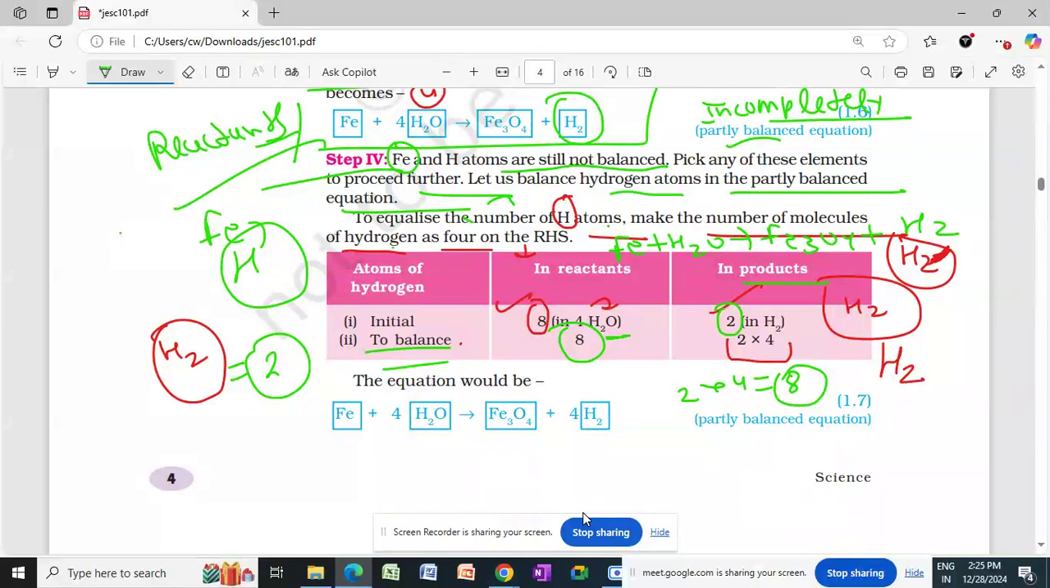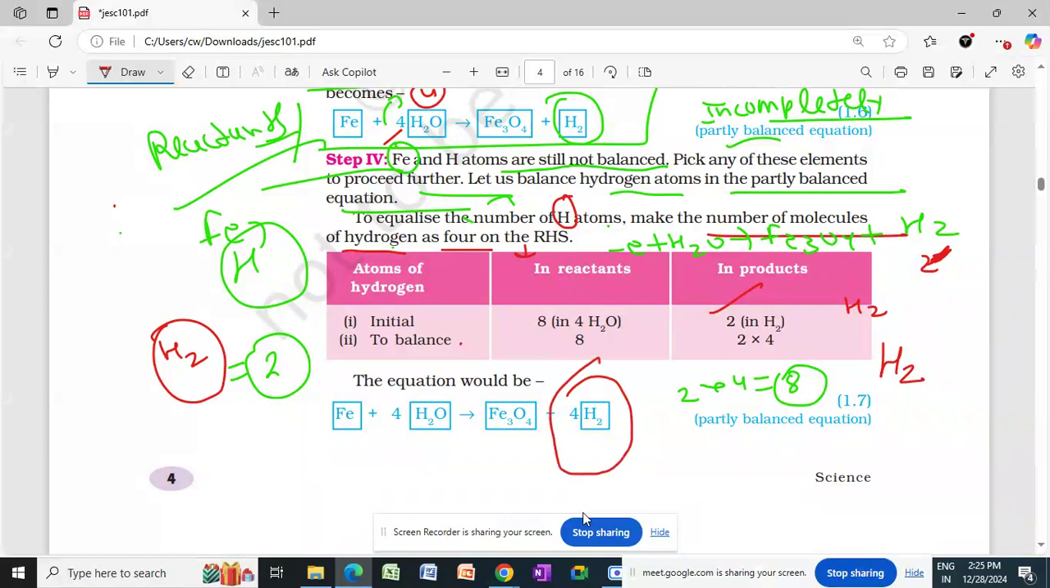Previously we put in the front 4 in H2O, we did it already. Previously we balanced what? Oxygen. So here we are just balancing the hydrogen. In case of H2O, in the front, we put 4. In case of H2 also, we have to do like this, 4. So it will come out to be 4 into 2, that is 8. Clear, Jason? Tell me.